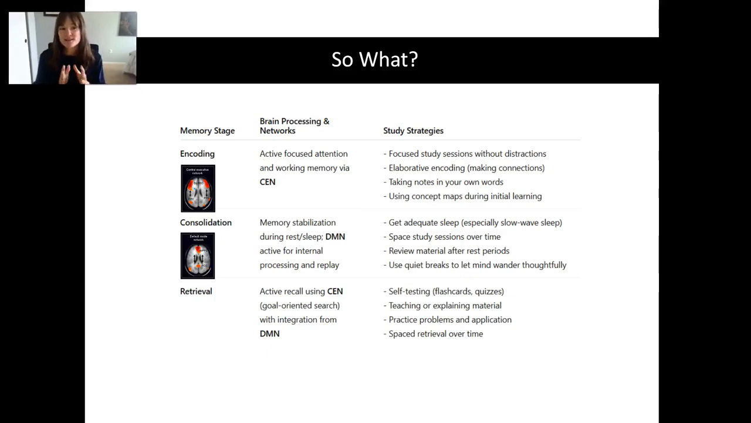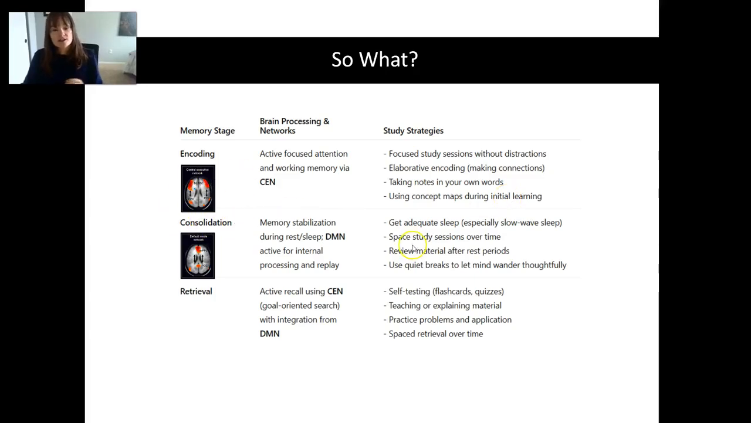So what are some study strategies to give you some examples? So in encoding, you could have a focused study session. And a key part to being really successful in encoding is without distractions. Elaborative encoding is a fancier, more detailed way to go about it. You're making connections in your mind to different concepts. Taking notes in your own words is a really great way to get your brain firing and to activate a lot of your neurons. Concept maps can also be a really effective way to get your brain firing in the encoding.